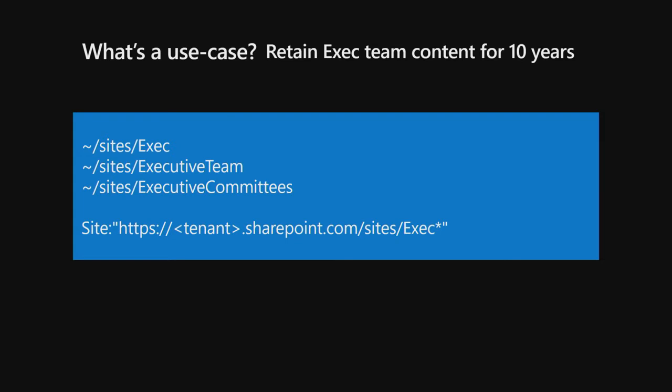So here's 3 different types of sites we have provisioned for the executive team. I'm going to put a keyword query of site, and then my URL, and I'm going to wildcard the end of it. So site/exec splat. It will apply that label to any site it comes, the content within it matching this URL path.